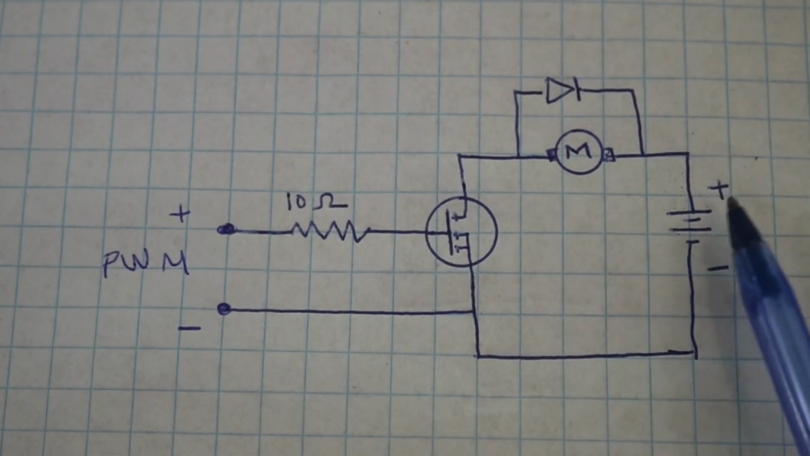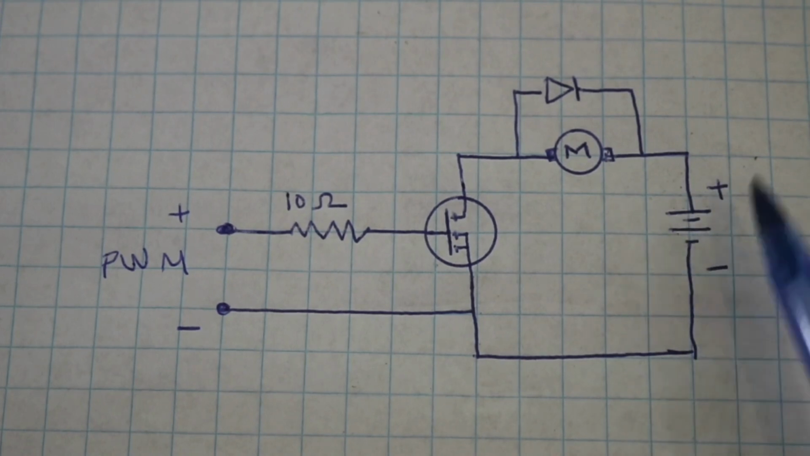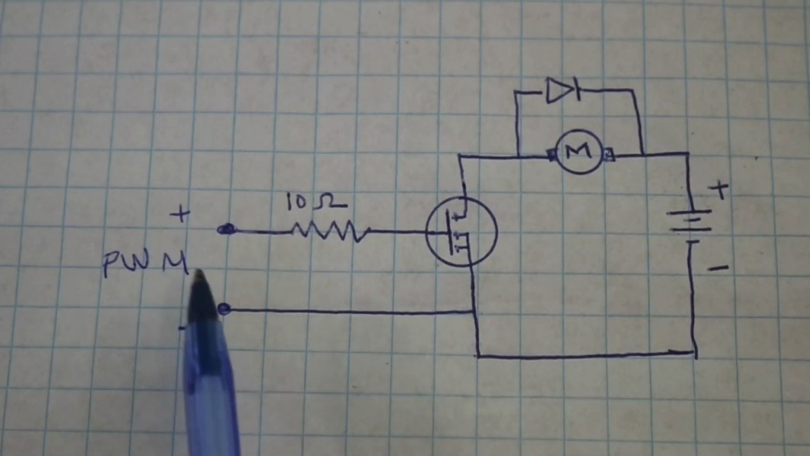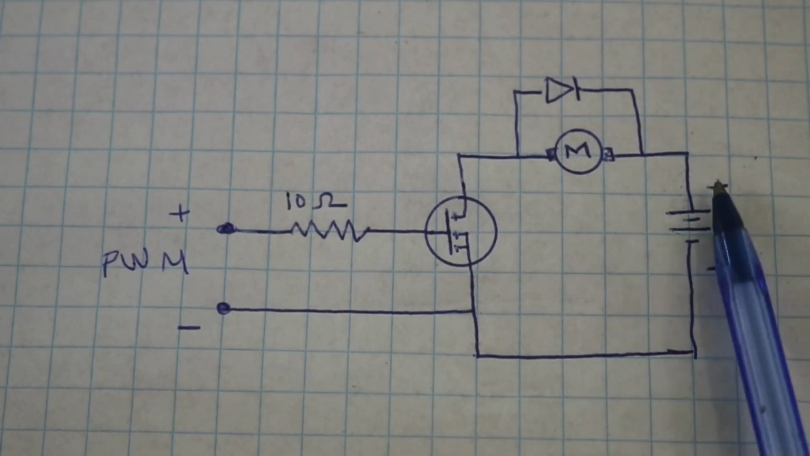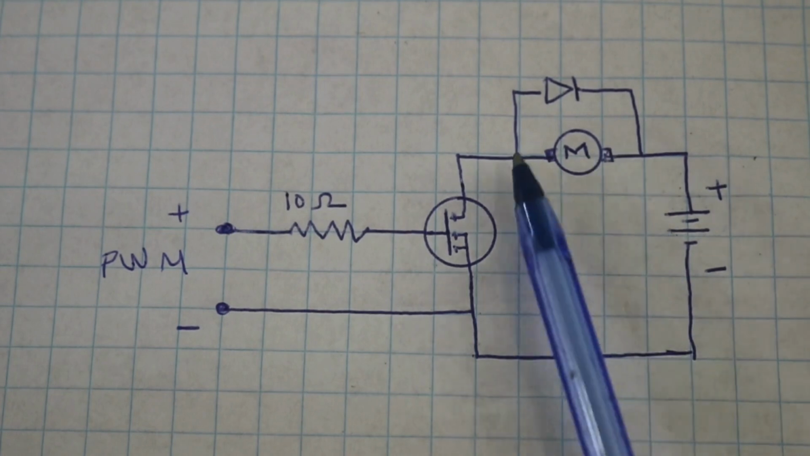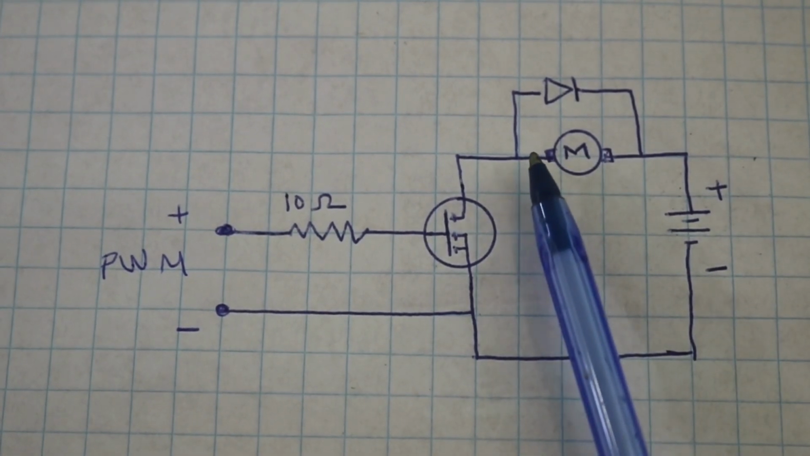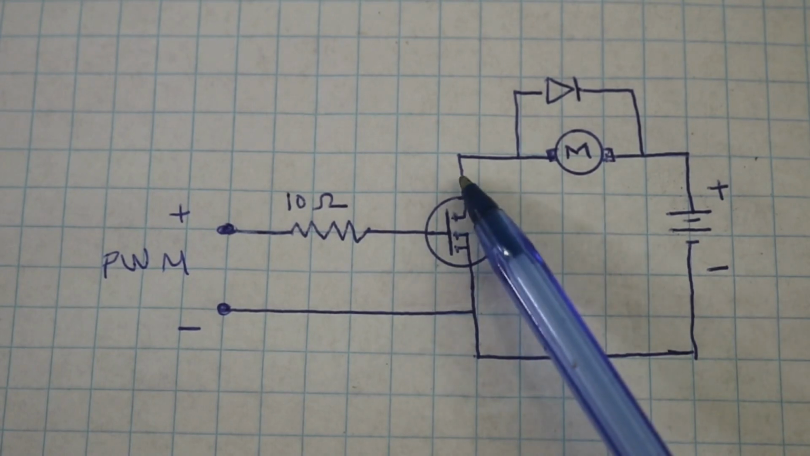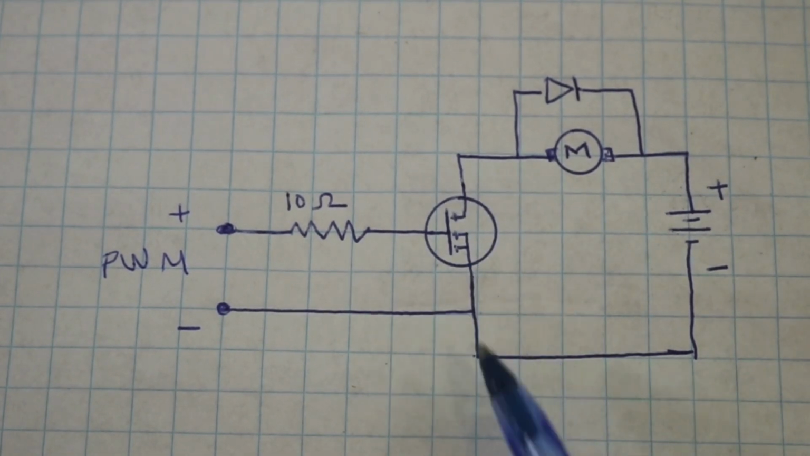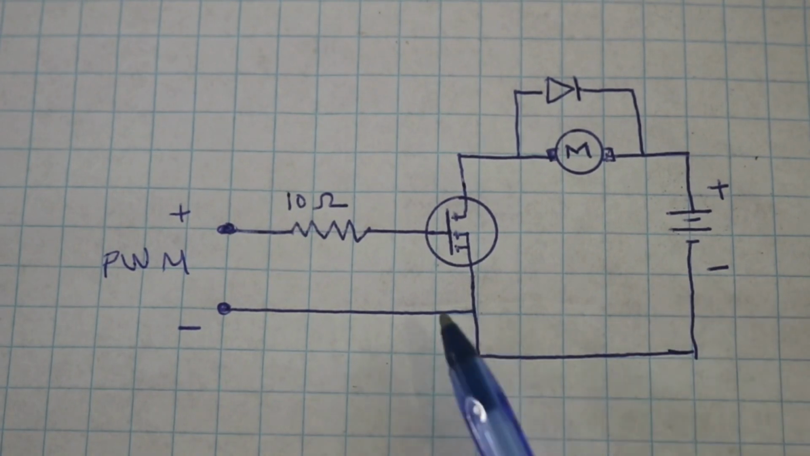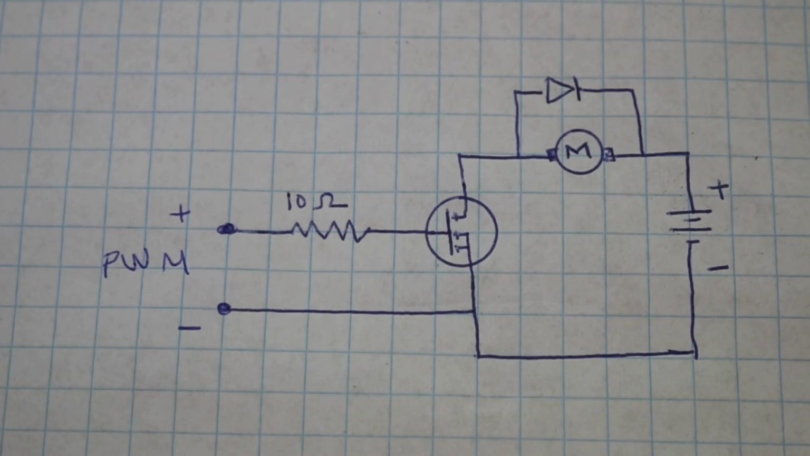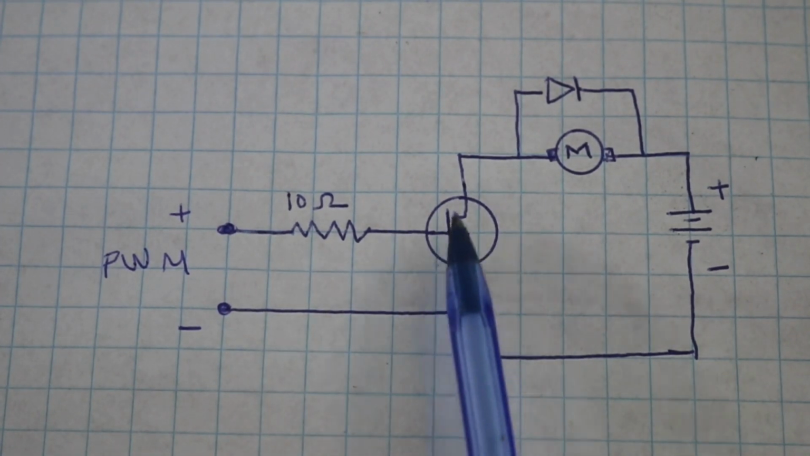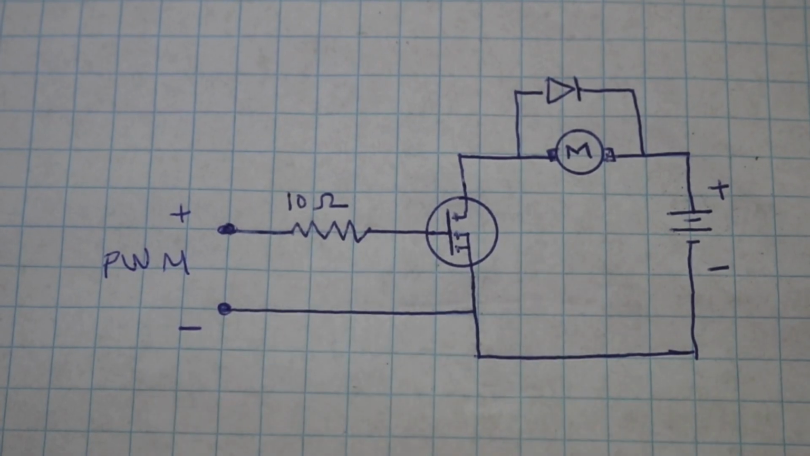So we have a battery or power supply for the motor. The module uses its own supply, a 9-volt battery in my case, and you connect positive of the battery to one terminal of the motor. The other terminal goes to the drain of the MOSFET, and the source is connected to the negative of the power supply and also to the negative of the PWM module. And you connect the gate of the MOSFET to the positive via a 10 ohm resistor.